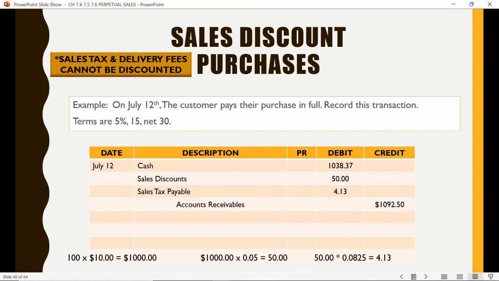And because this is someone paying for what they owe, which has no effect on inventory whatsoever, that is it. Any questions?